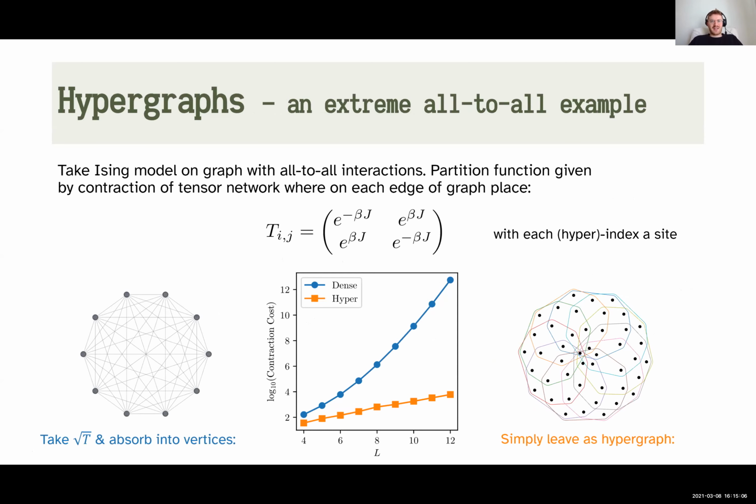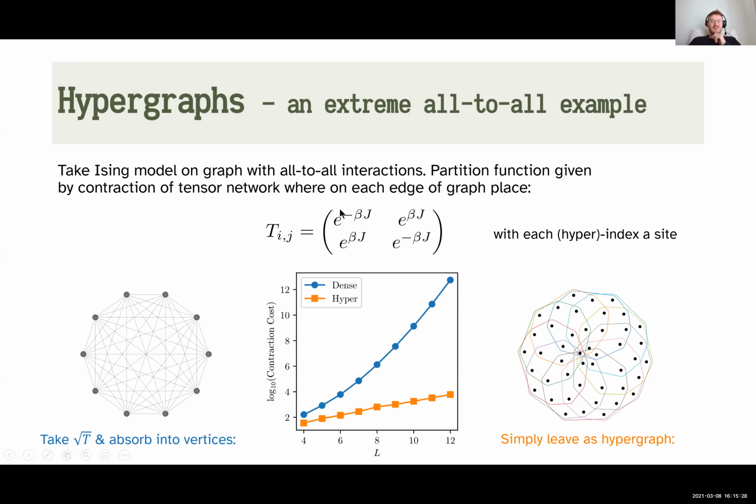So just as a very extreme example of this, if we take the Ising model on an all-to-all interaction graph, so that's just taking this graph and inserting a matrix like this on each of the edges, which describes the energy between two sites.